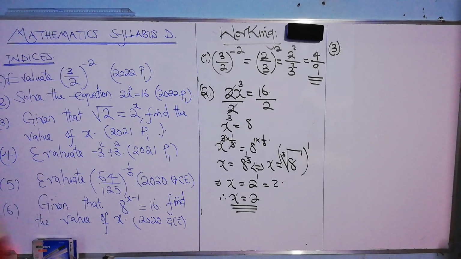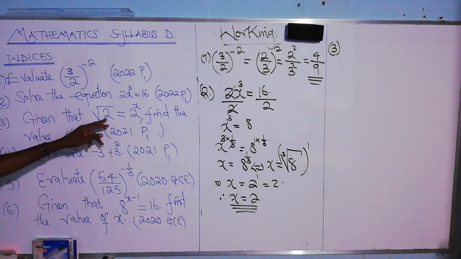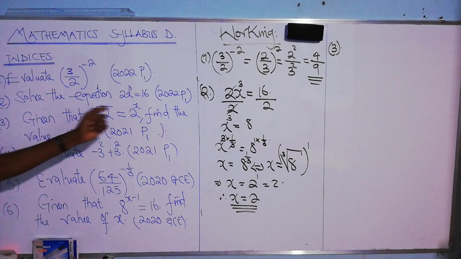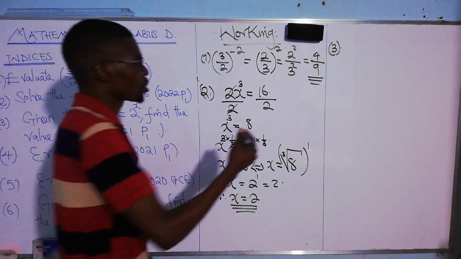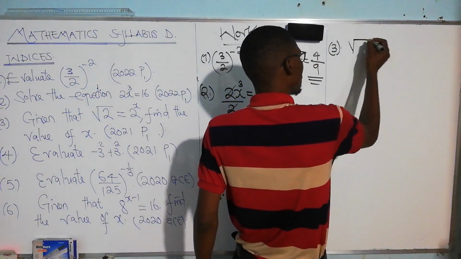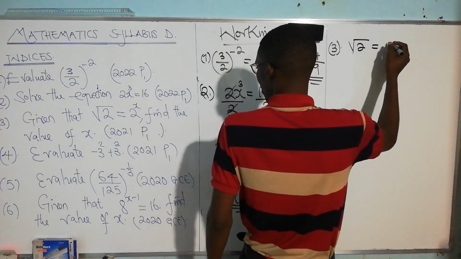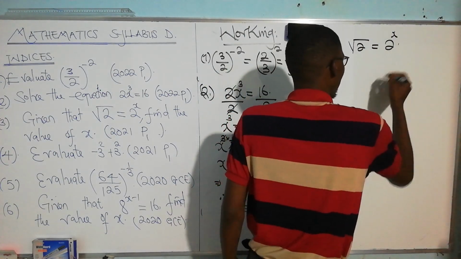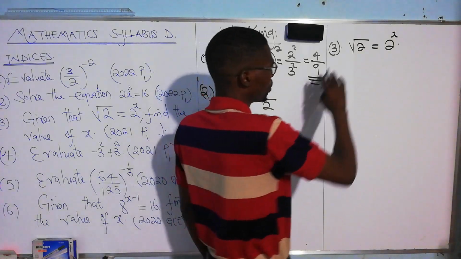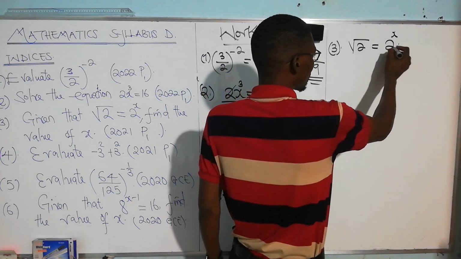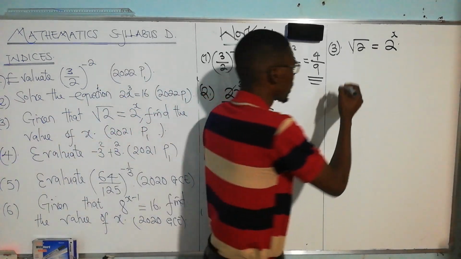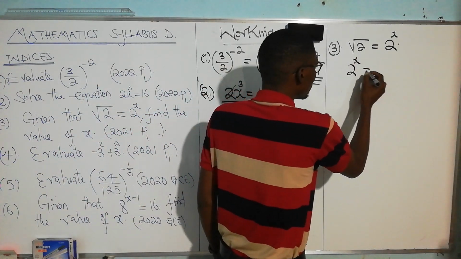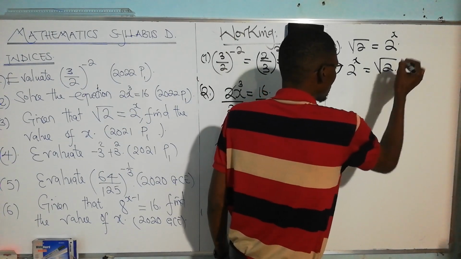So on question 3, we are saying, given that the square root of 2 is equal to 2 to the power x, find the value of x. So we are saying square root of 2 being equal to 2 to the power x. Let us solve for x. If you want, you can start with 2 to the power x, because that's what we are looking for. The unknown there is 2 to the power x. So you have 2 to the power x being equal to the square root of 2.